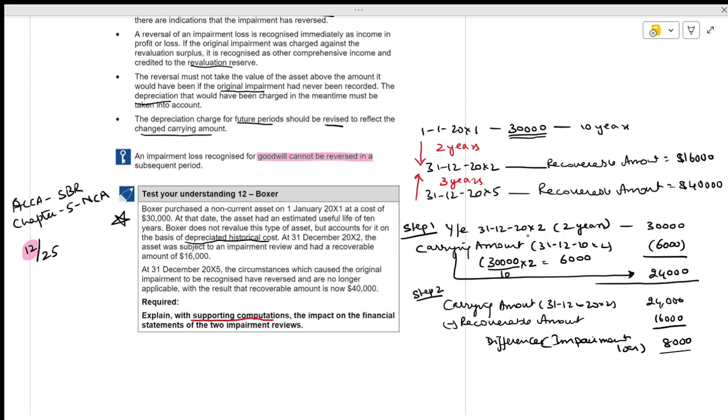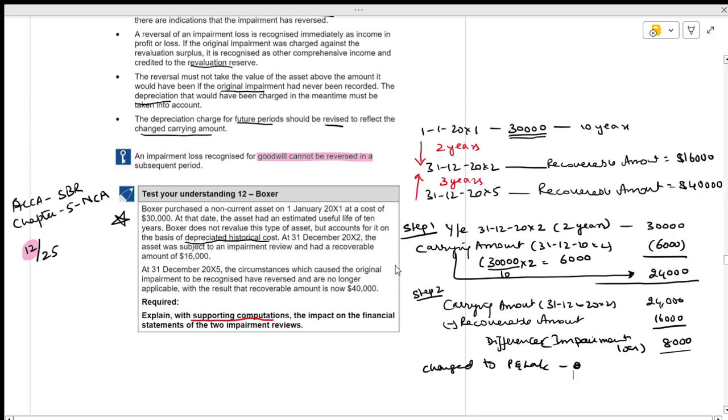And what do we have to do? It has to be charged to the profit and loss account. Fine. Now, how much is the recoverable amount? It is 16,000. Okay, this has happened.